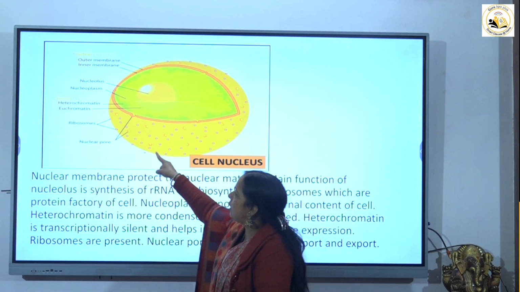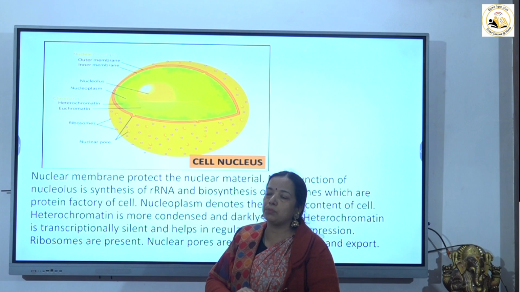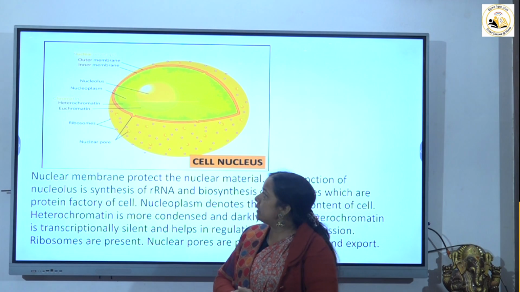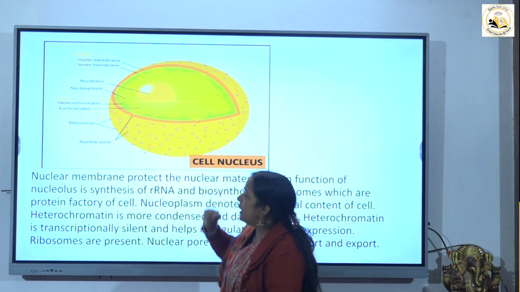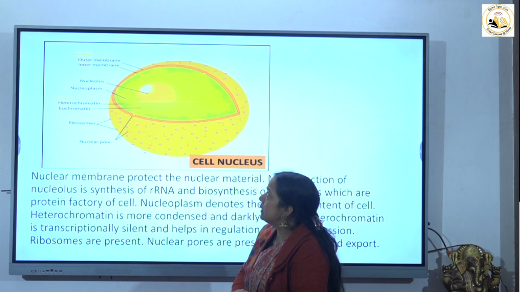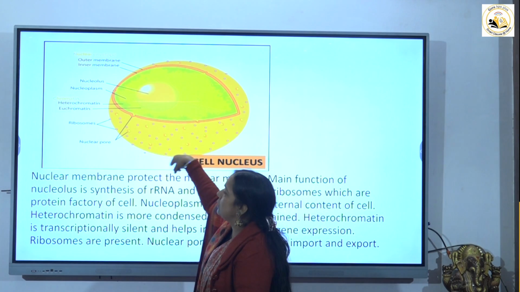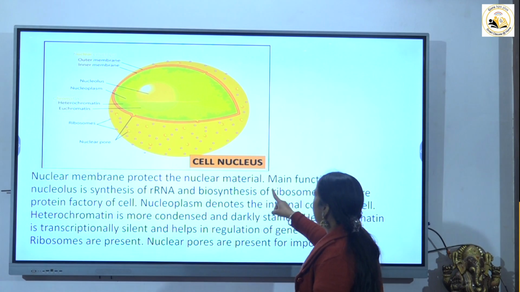And ribosomes are present, which are responsible for the synthesis of rRNA. Nuclear pores are also present for the transport of material into the nucleus and export of material from the nucleus. So export and import take place through these nuclear pores present on the nuclear envelope. The nuclear membrane protects the nuclear material.